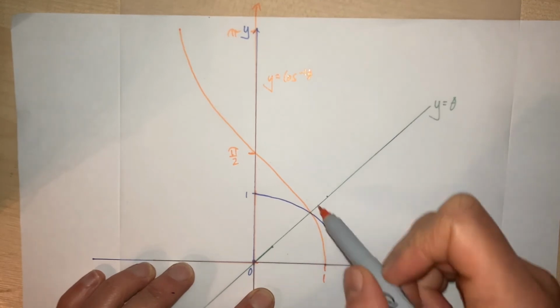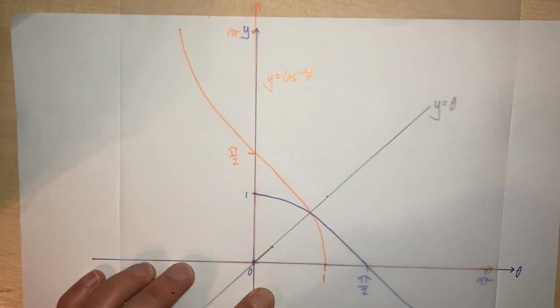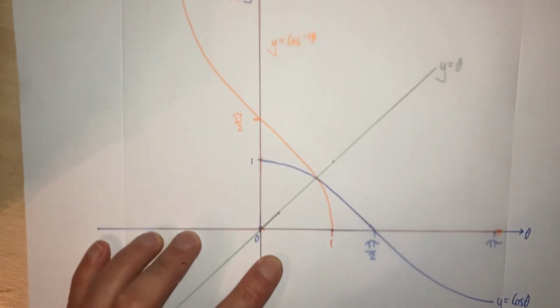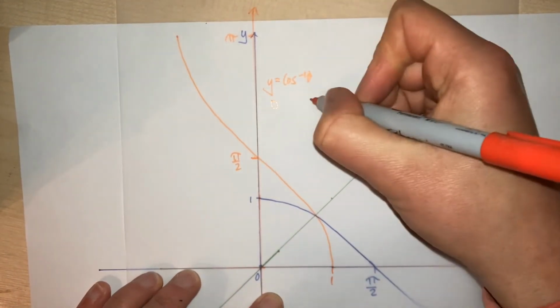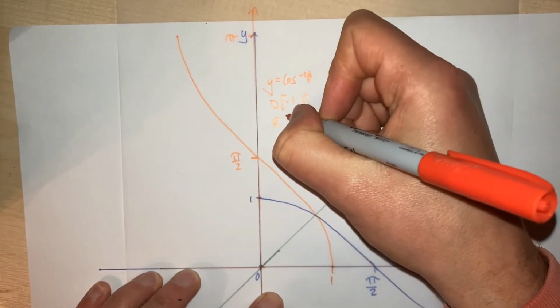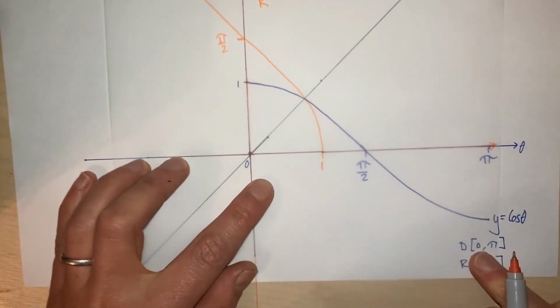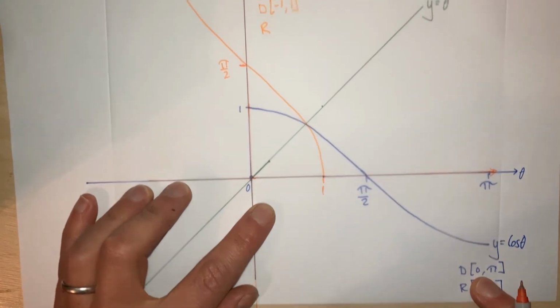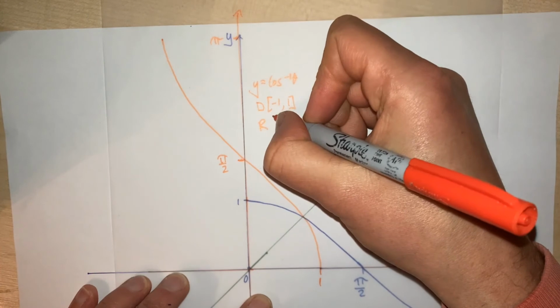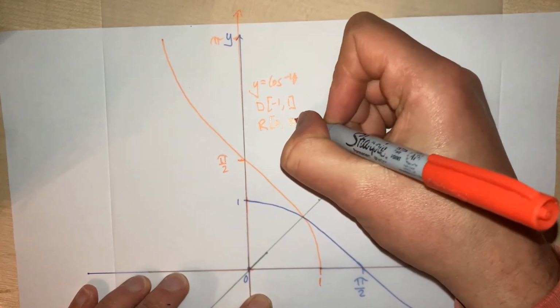The domain of the inverse is the range of the function. Remember, the range of the original function was -1 to 1. So the domain of the inverse is -1 to 1. And the range of the inverse is equal to the domain of the original function. So the range here is 0 to pi.